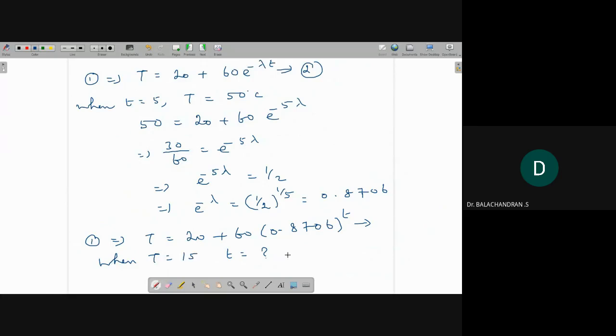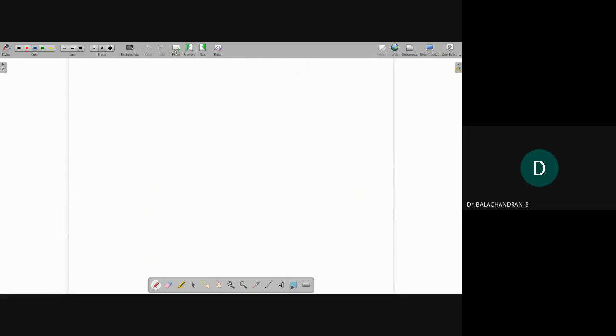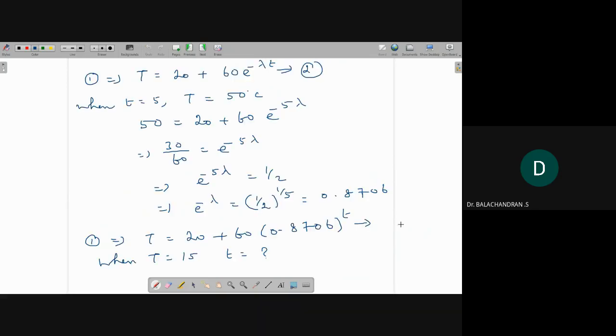Okay, so then we need to find t equal to what? So if you substitute t equal to 15, what happened? Substitute here equation number what? Equation number 3.